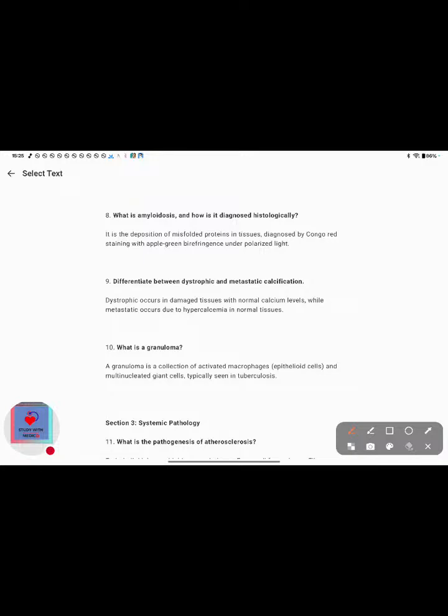What is amyloidosis and how is it diagnosed histologically? It is the deposition of misfolded proteins in tissues. It is diagnosed by Congo red staining with apple green birefringence under polarized light.